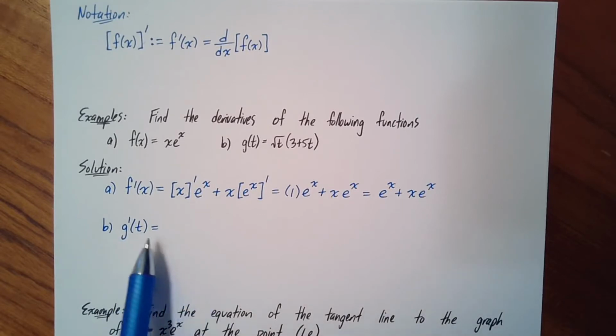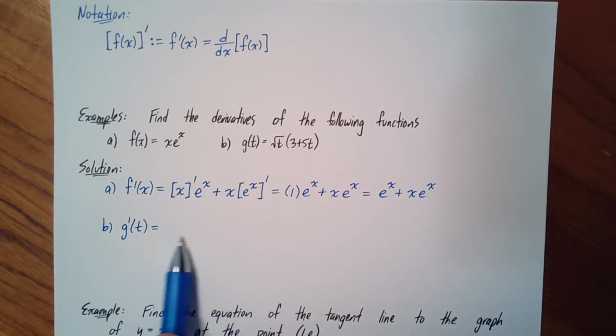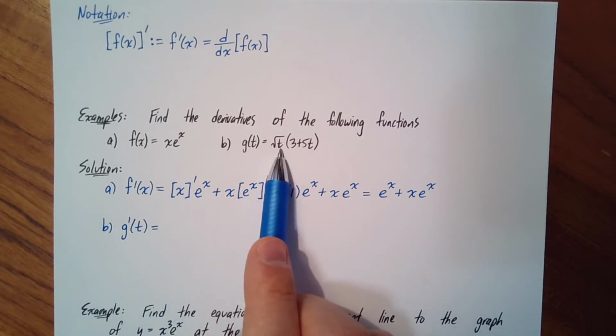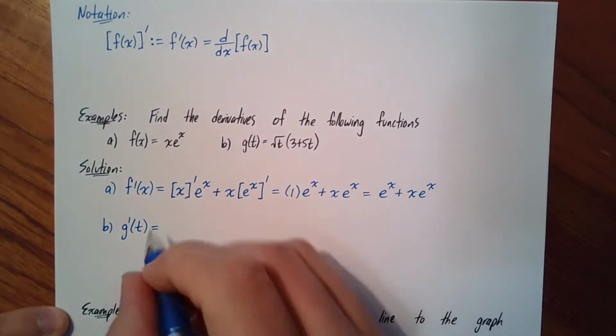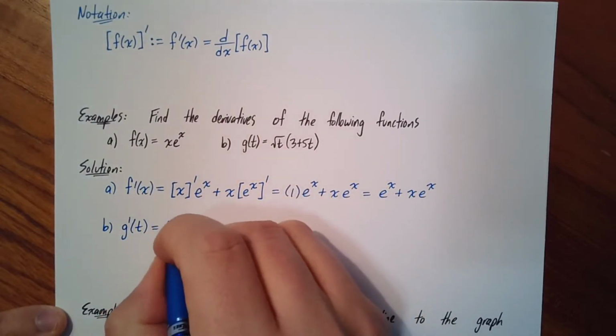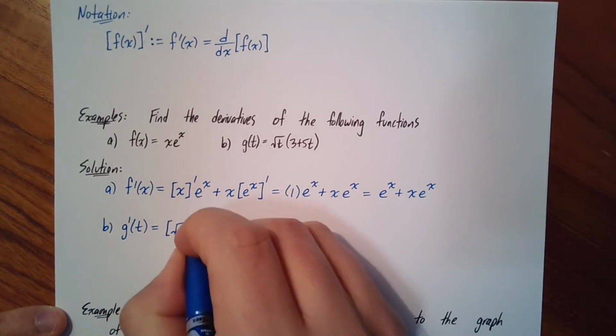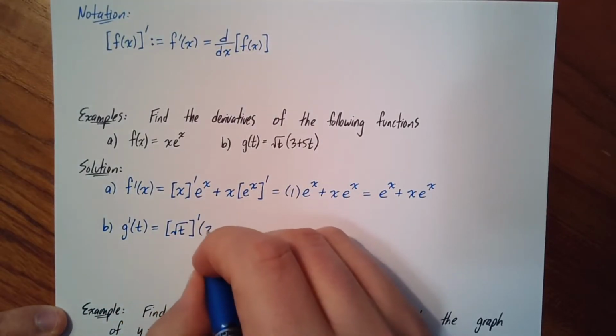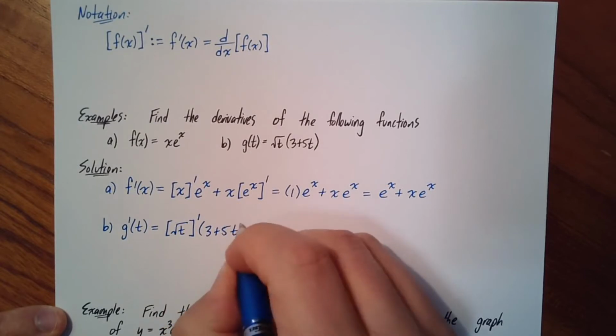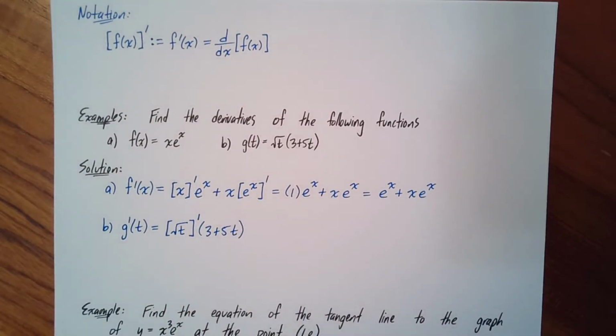Okay, and remember that we'll follow the same pattern. We're going to write down two terms. The first term, we're going to differentiate the first factor, so take the derivative of this one, but don't take the derivative of this one. So we're going to have the square root of t with its derivative taken, but then 3 plus 5t will just be left alone. No derivative is going to happen here for this term. Okay, so that's the first term.